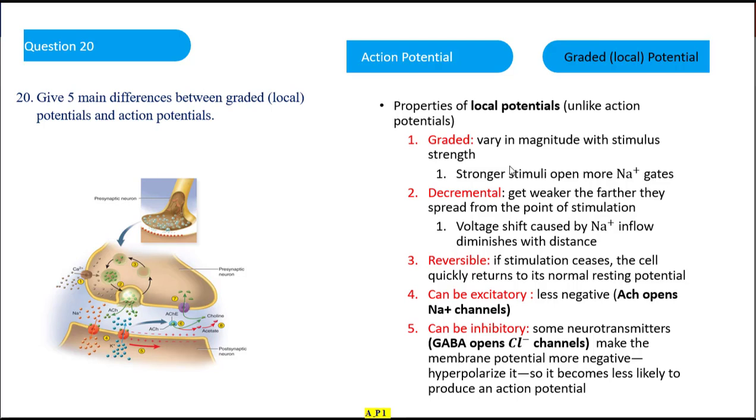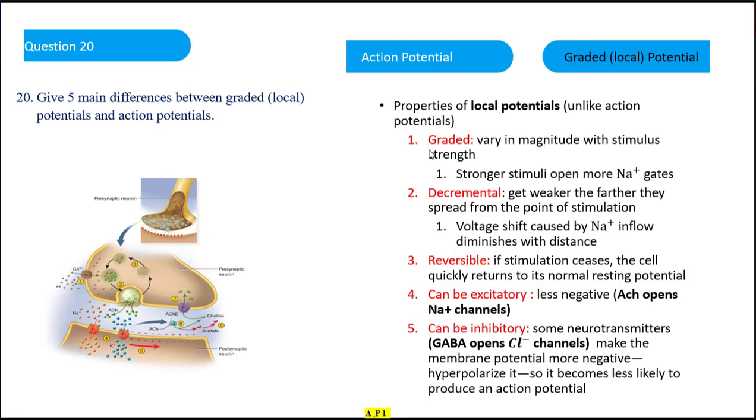And then the graded potential is decremental, meaning that if the graded potential runs through the neuron, it will get smaller as it goes to the end. So the voltage shift caused by sodium inflow diminishes with distance. As it goes, the power reduces. In an action potential, it doesn't reduce. It either happens or it doesn't.